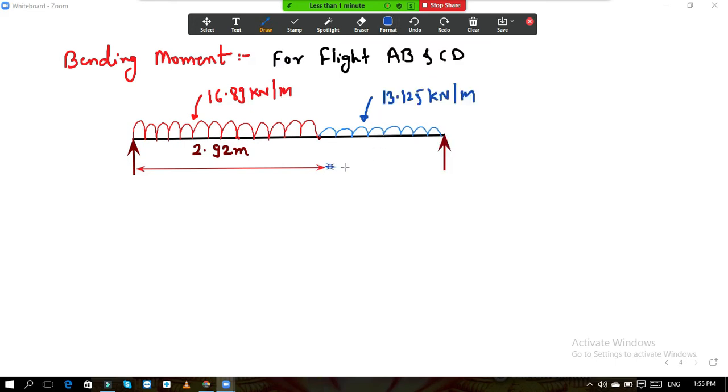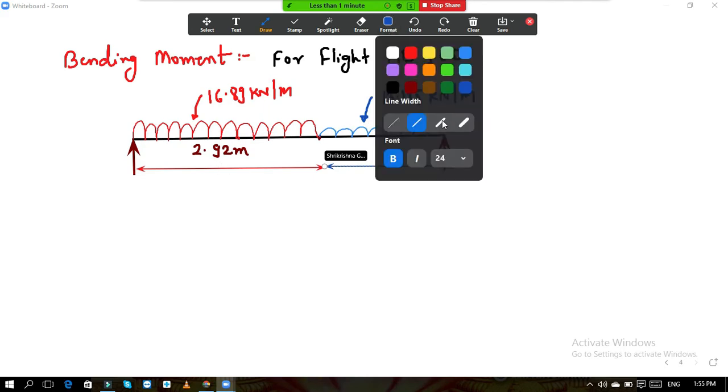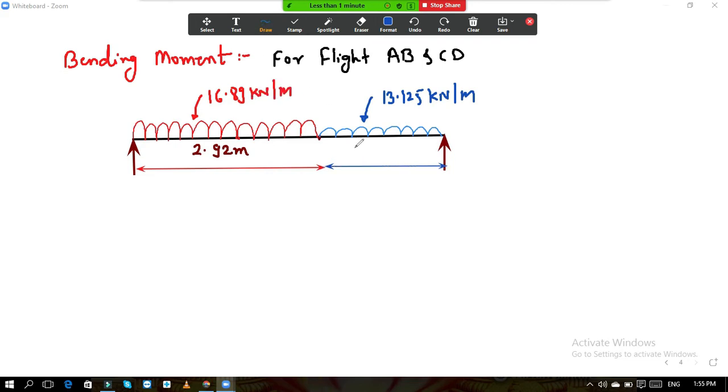So this remaining length, how much is it? It is 1.4 plus 0.23 by 2, which is 1.515. So this length is 1.515. So I will write here 1.51 meter. So this total becomes 4.43. So this is our loading diagram now.